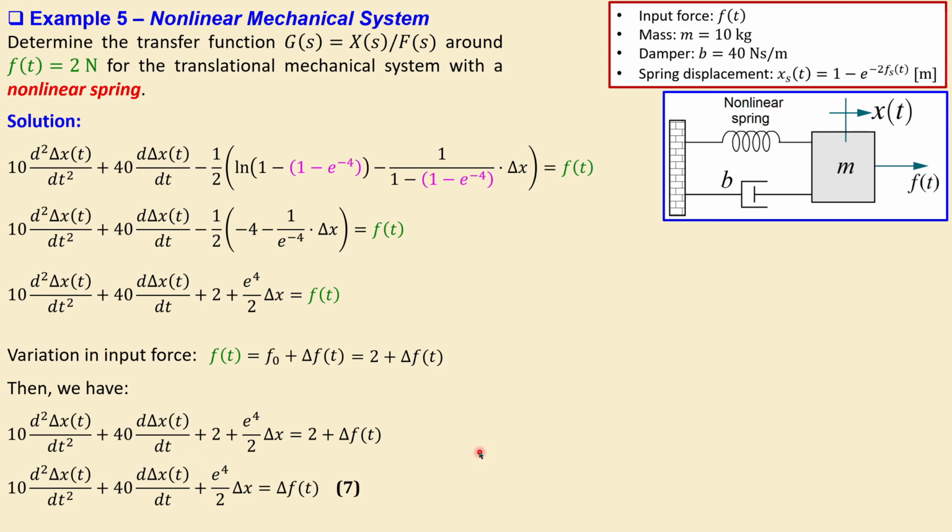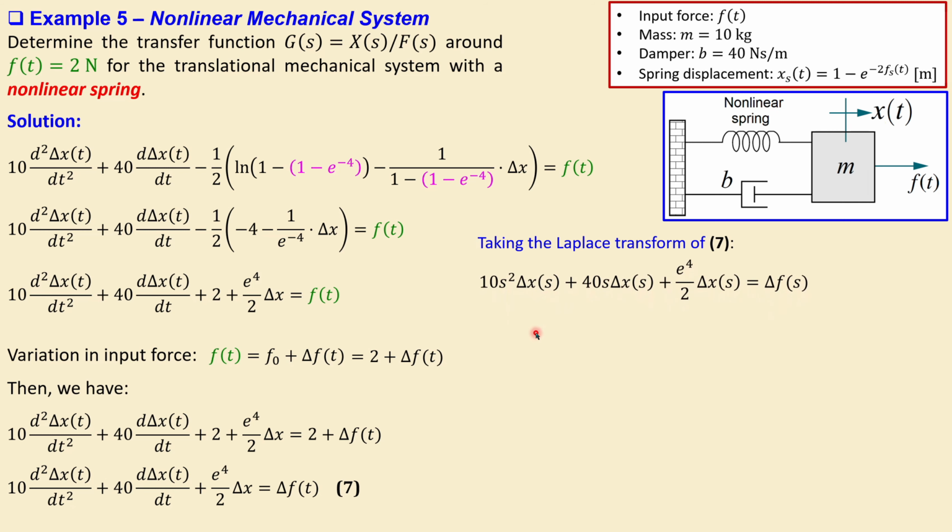Now, if I call this equation number 7, and if I now also take the Laplace transform of this equation number 7, similarly to what we have done before, the second derivative will get an s squared, the first derivative will get an s, everything with a t will be replaced by an s, so we will get this result. You see 10s squared delta x of s plus 40s times delta x plus this constant e to the power 4 over 2 delta x, and it will be then delta F.